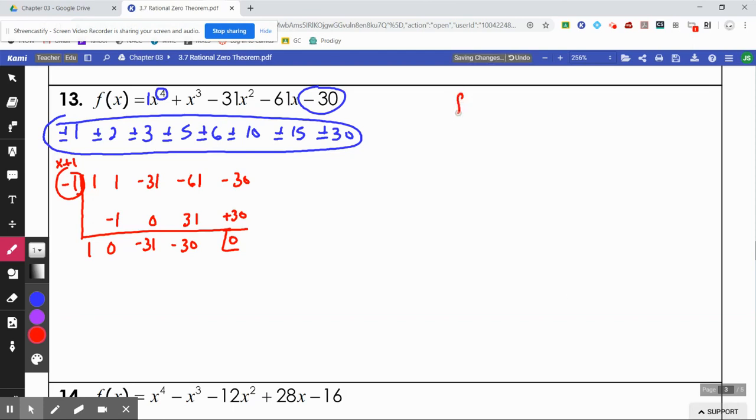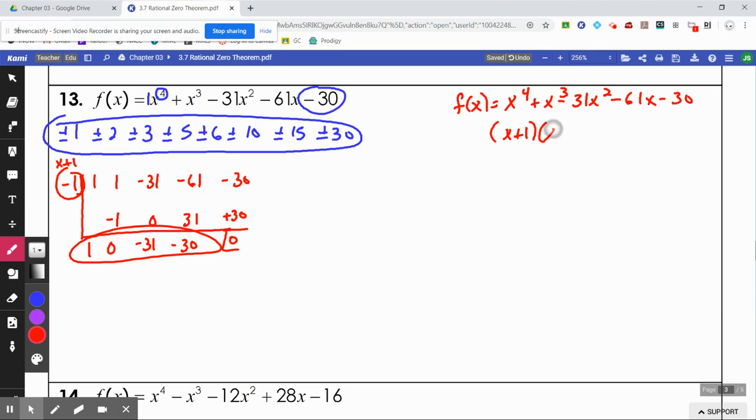So let's rewrite the function now. F of x is equal to x to the 4th plus x to the 3rd, this is your original, minus 31x to the 2nd, minus 61x minus 30. You divided by x plus 1, and you got this, which is x to the 3rd minus 31x minus 30.